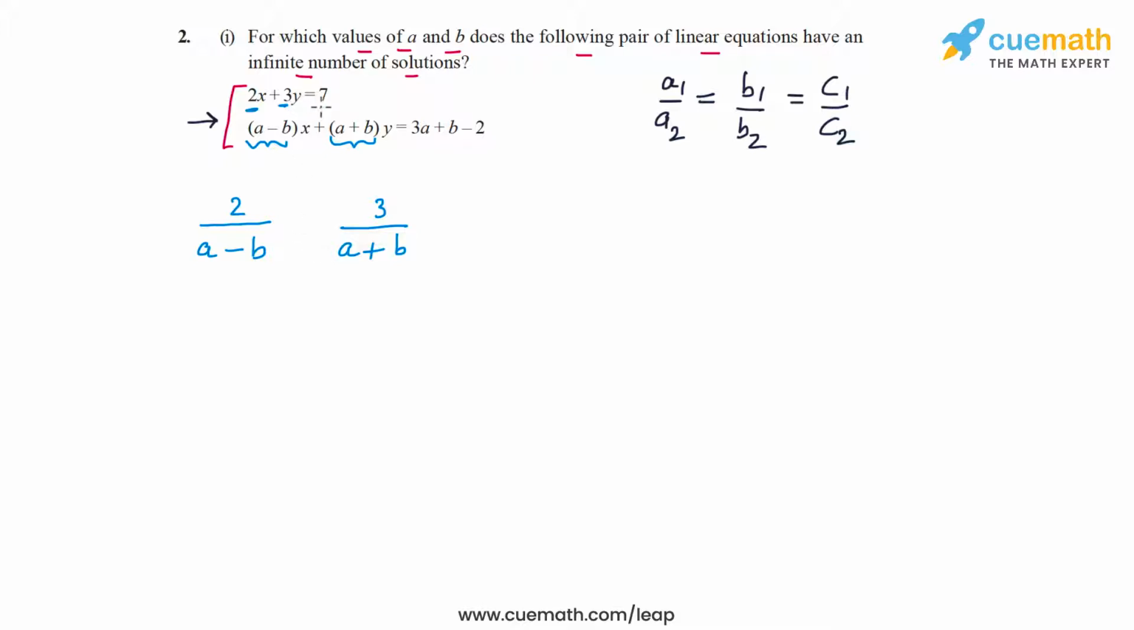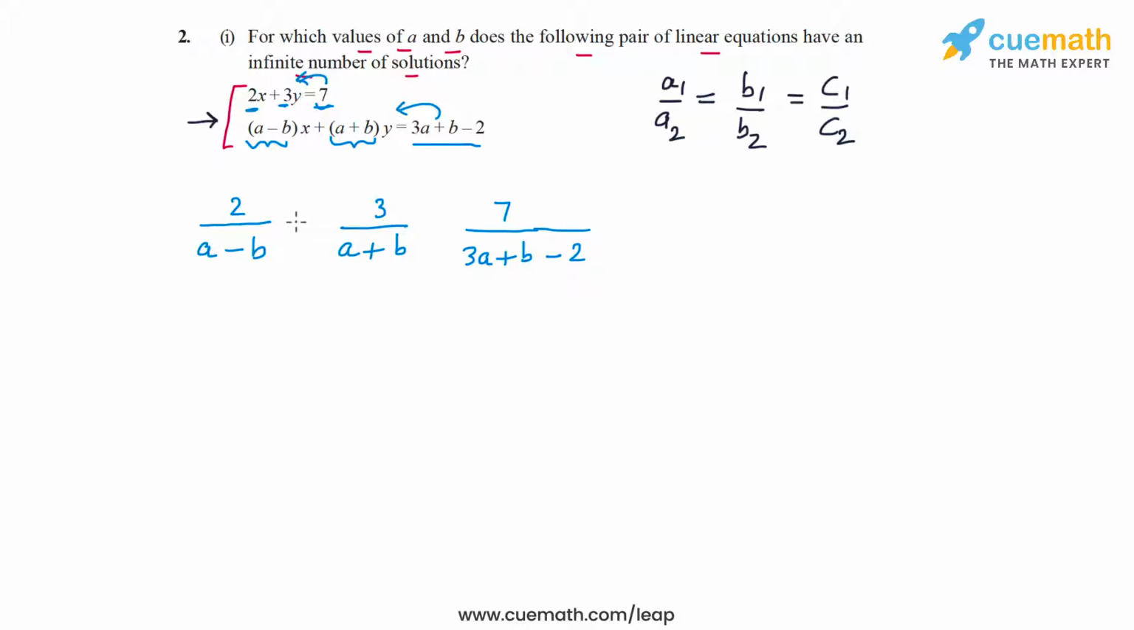And then the constant terms. Both of the constant terms are written on the right side. One option is that we bring them to the left side, so we make this 7 as minus 7 and we bring this constant term to the left side and put a minus sign in front of it. But because both of them are on the right side, we can take their ratio directly as c1 by c2. So c1 by c2 is 7 by 3a plus b minus 2.